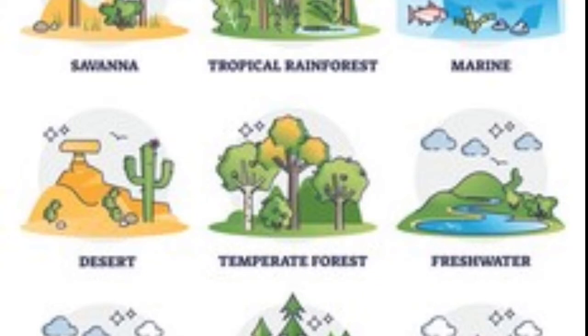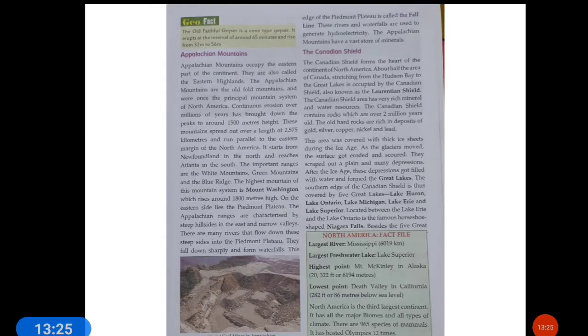That is what we call biomes, a unit of habitat where all plants and animals can survive. So that means it has major biomes, and all types of climates can be seen in this continent. There are about 965 species of mammals, and it has hosted the Olympics 12 times. So these are some of the fact files of North America.